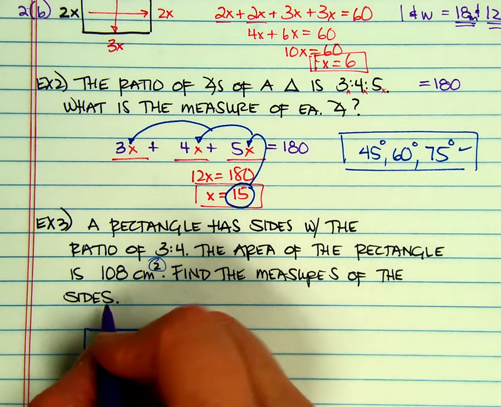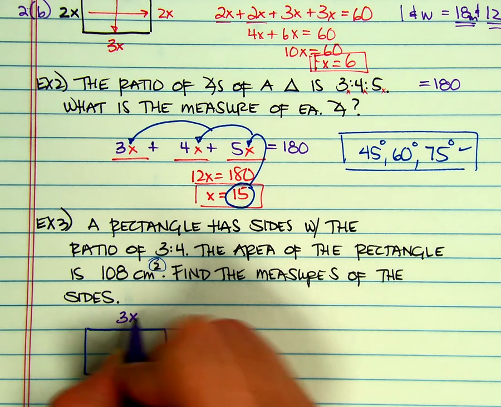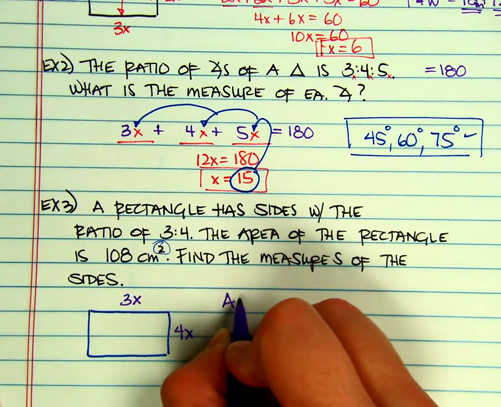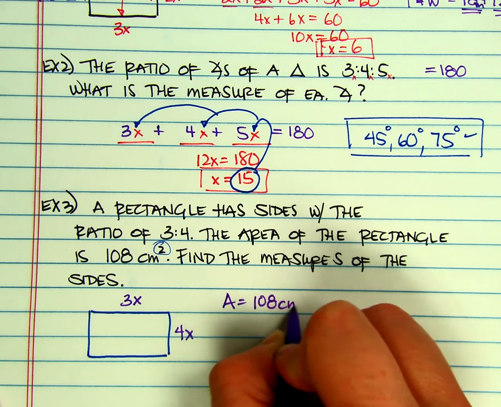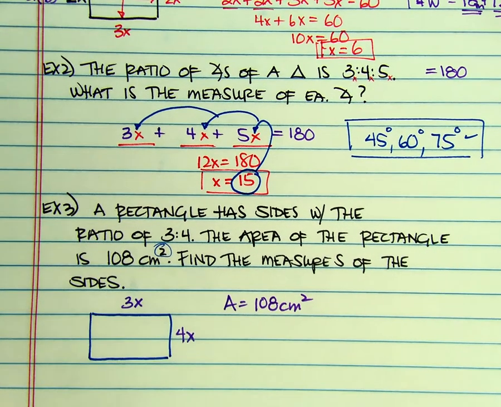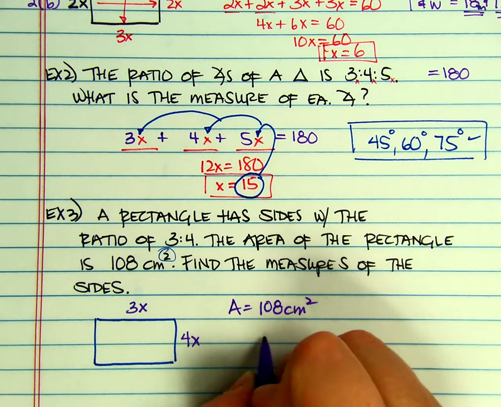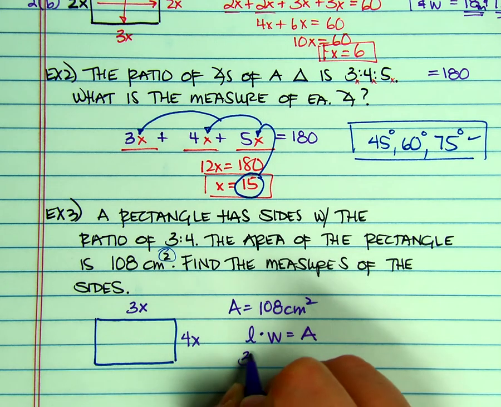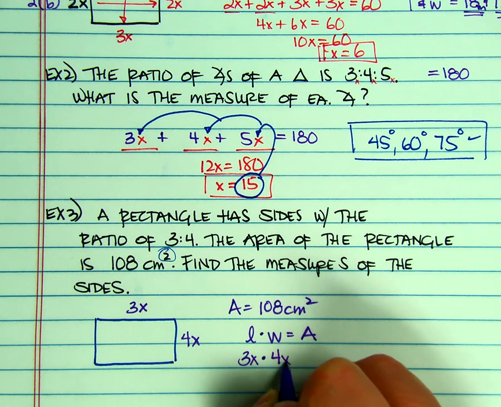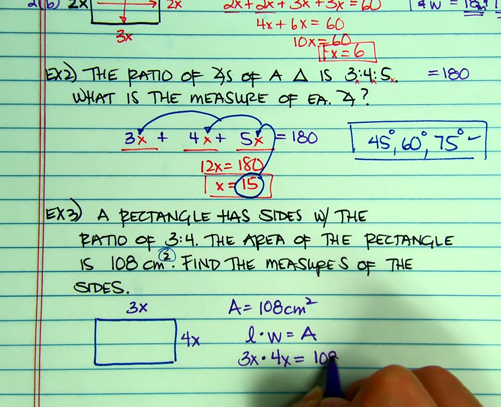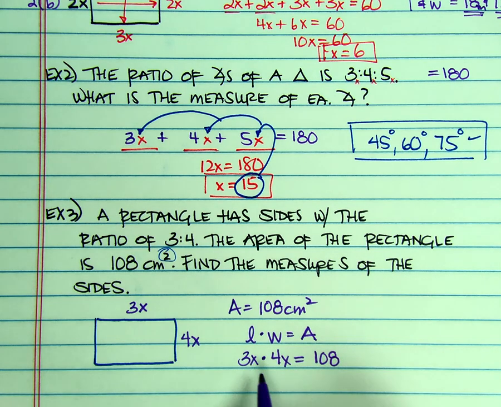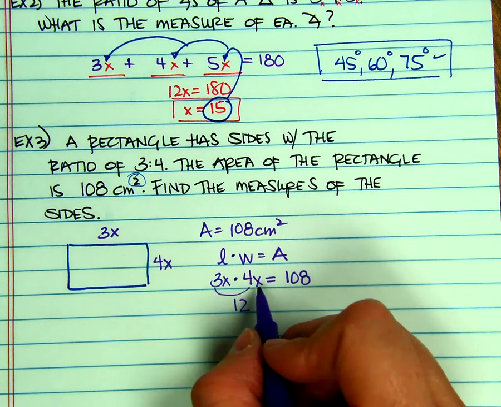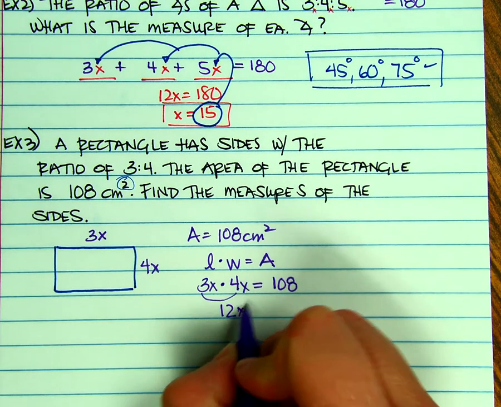So again, it's not a side of 3 and a side of 4, but it is 3 times some number and 4 times some number. And we know that the area equals 108 centimeters squared. Well, how do we find area? Area is length times width. My length of 3x times my width of 4x should equal my area of 108. Algebra, remember how to multiply. 3 times 4 does give you 12, but x times x is not x. It is x squared.